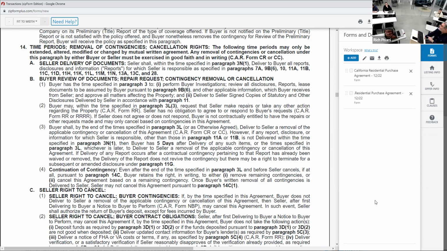Also, drive by at different times. We look at houses mostly during the day. It could be a different environment at night. And those are all factors. It's not just whether the plumbing works. So, yeah. Seller's right to cancel.